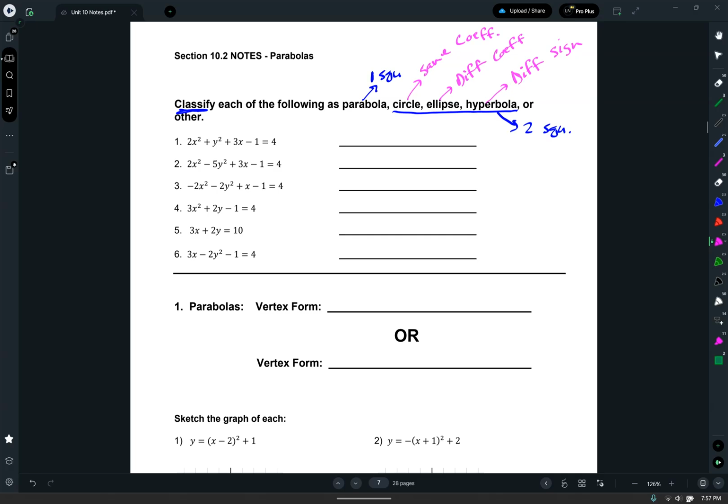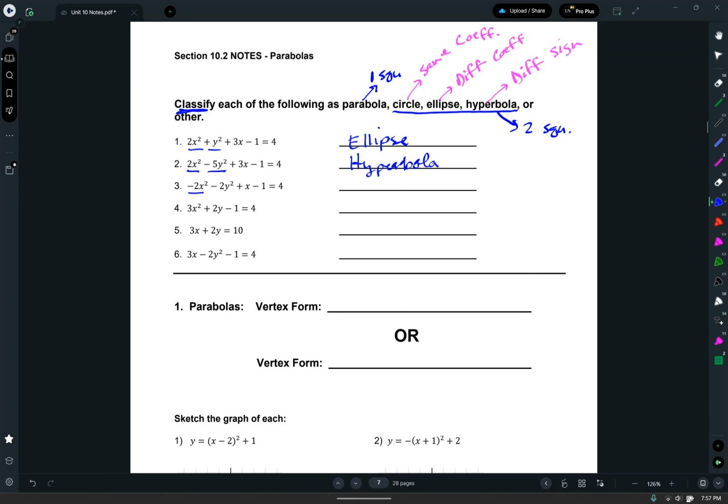So if we're going to label, I look at number 1. I've got two squared terms, a coefficient of 2 and 1, which is different. So that's how I know it's an ellipse. Okay, here I have two squared terms, one positive, one negative, so different sign. That's how I know it's a hyperbola.